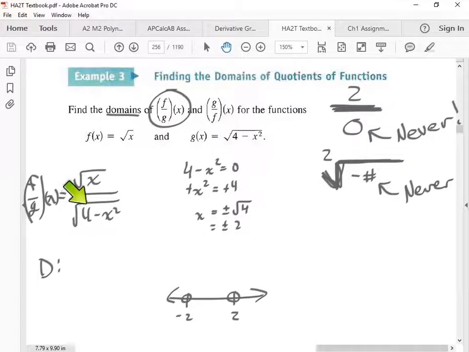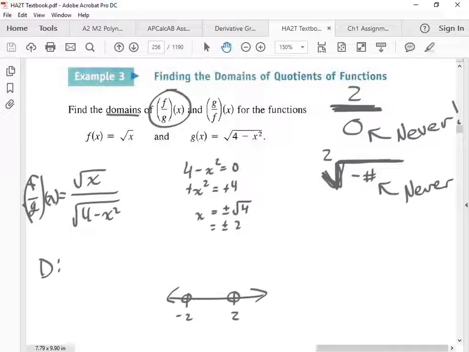So, what else can we not plug into here? Anything to the left of what? To the left of negative 2? Yeah, let's try that. If I plug in something to the left of negative 2, that would be like a negative 3. Negative 3, I plug that into there. That would be a positive 9. 4 minus 9? What would that be?